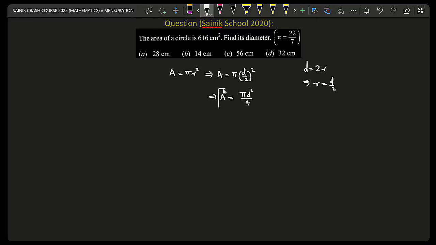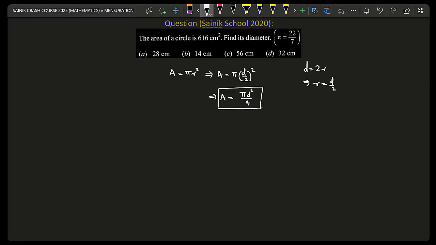So you can remember this as a direct relationship between area and diameter of a circle. Area is equal to pi d square by 4. So two formulas are useful. When radius is given, we can use pi r square. When diameter is given, you can use pi d square by 4 to save time. Now the area is given as 616 centimeters square, and using this we want to find the diameter.